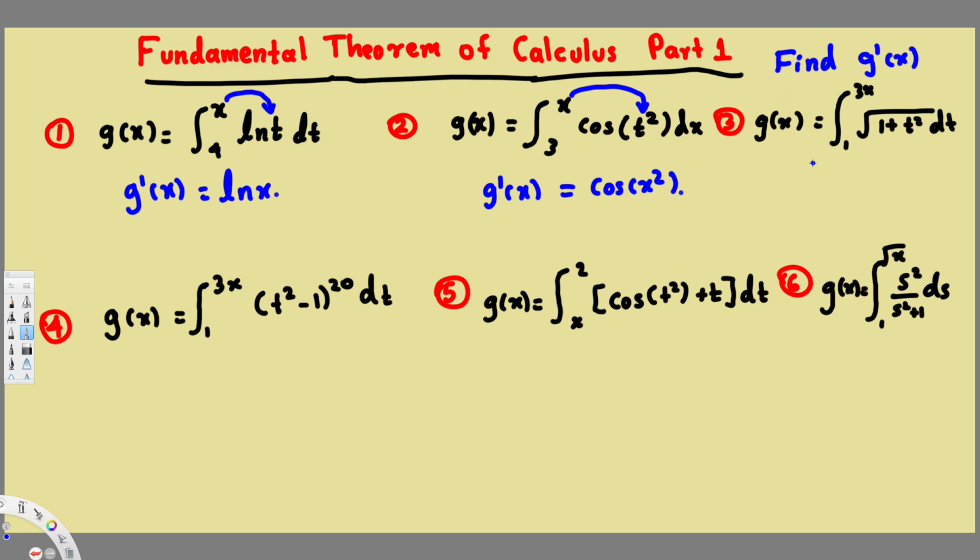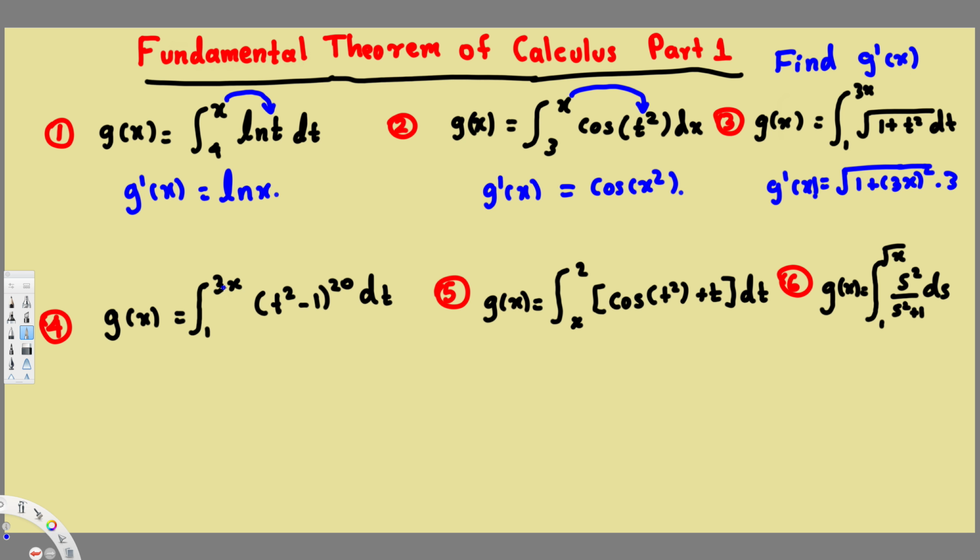Now let's look at the third one. We don't have x, we have 3x. So when you have something other than x, you have to find the derivative. We do the same thing, but the only difference is we multiply by the derivative. So first we have 1 plus (3x) squared, then the derivative of 3x. The derivative of 3x is just 3, so we multiply by 3, and that's going to be g prime x.